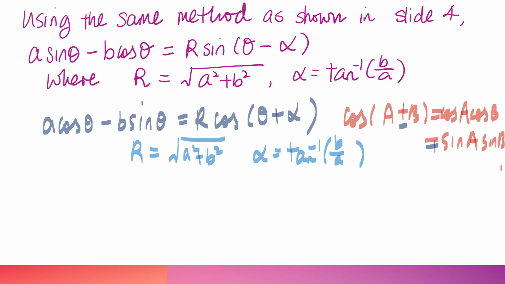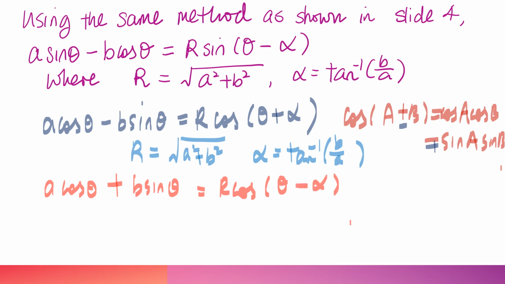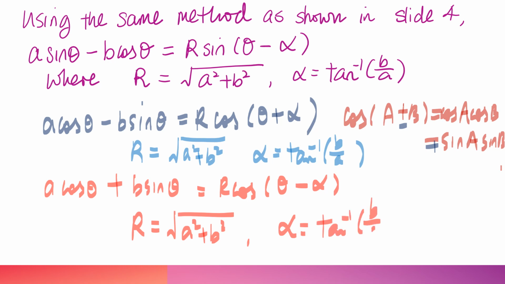Now, the next situation is the questions can also be given in the form A cosine theta plus B sine theta. So in this case here, the R formula will be equals to R cosine bracket theta minus alpha. Then how about the formula to find R? Yes, it's still square root A squared plus B squared. And to find alpha, it's still tangent inverse B over A.